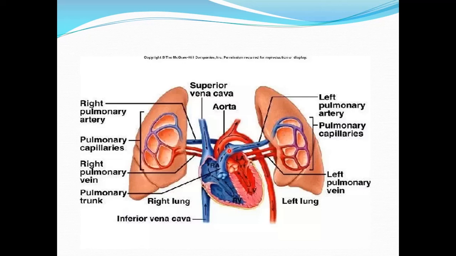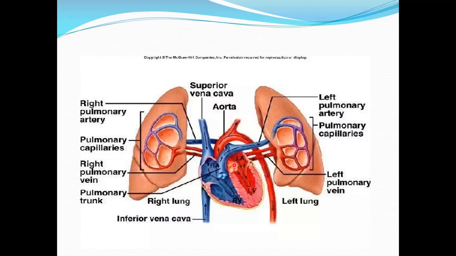Now, this pulmonary artery brings deoxygenated blood to the lungs. This blood is oxygenated when it passes through the pulmonary capillaries. The oxygenated blood is carried back to the left side of the heart through the pulmonary veins. Pulmonary veins drain or take this oxygenated blood to the left atrium.